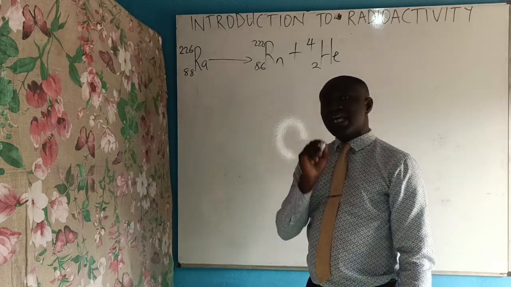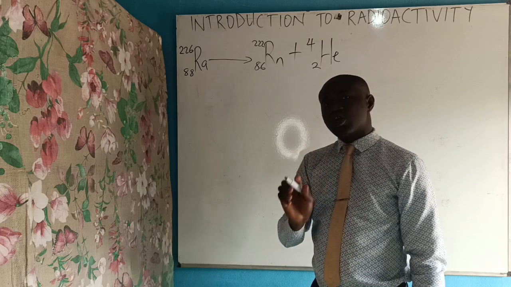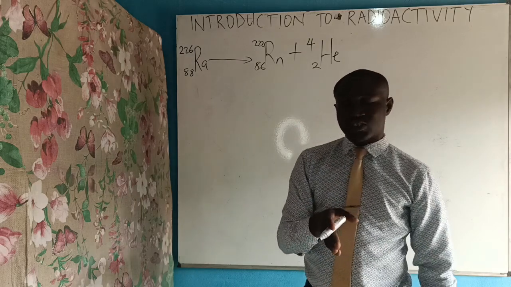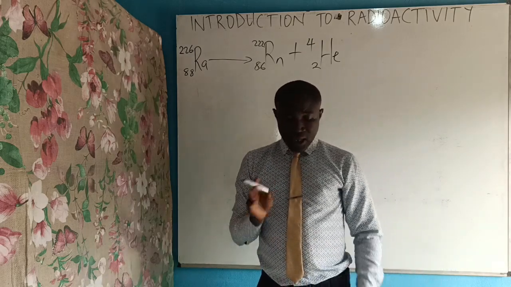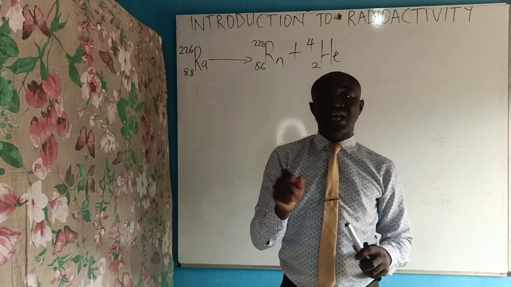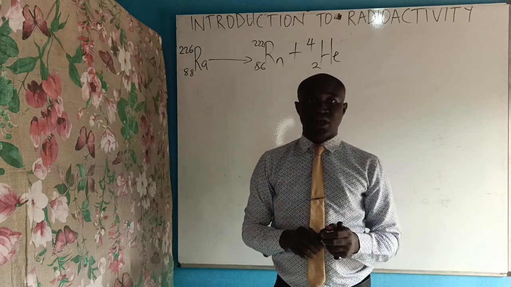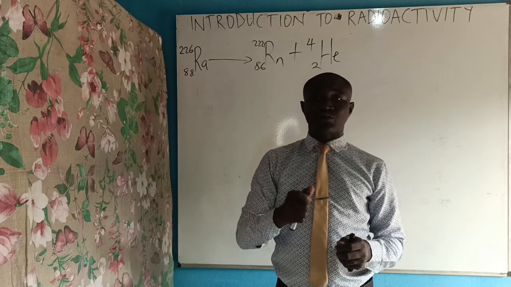That means it undergoes its disintegration naturally. There is nothing that will induce it to disintegrate. Then when we talk about artificial radioactivity, we call it transmutation. Artificial radioactivity is called transmutation.